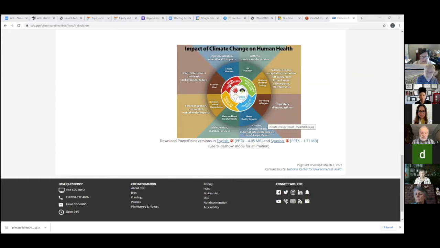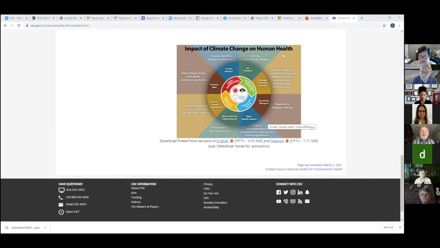The results of the CO2 levels are increased temperatures, which lead to more frequent and more severe weather outcomes, such as storms, also rising sea levels. And on the second circle here, you see what happens to the environment as a result of these climate drivers. Air pollution, extreme heat, these are the direct impacts, and then you have the indirect impacts.